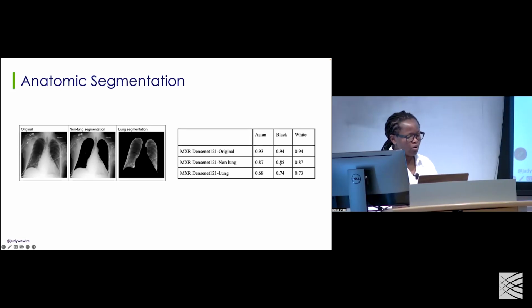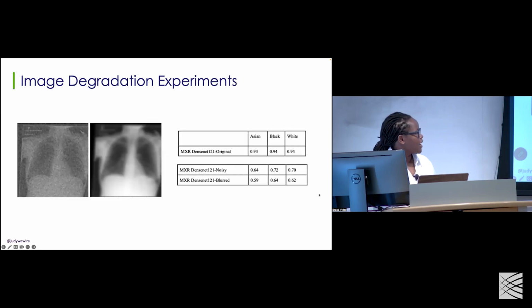We do see lower performance for the lung, when you look at just the lung tissues only, but we still have good performance for the non-lung segments, and this is still better than the radiology. So you can't really say it's the non-lung segment that's contributing alone to this high performance. Then we started looking at blurring and adding noise.